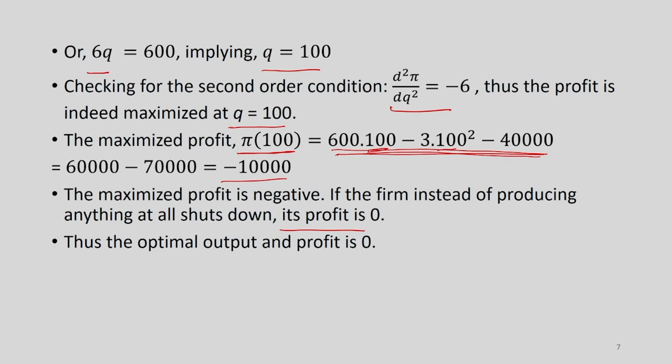Therefore, the optimal output will be 0, and as a result, the optimal profit will also be 0. So, that is why I said that we need to figure out what the maximized profit is. If it is turning out to be negative, as it is happening here, then there is no point for the producer to produce anything at all. It will produce 0 amount of output.